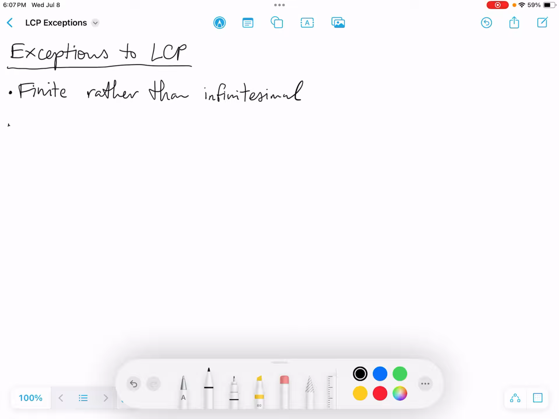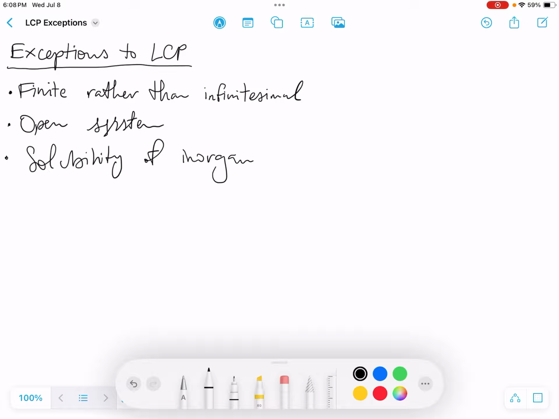Another way this principle can fail is when we have an open system. Sorry, that's really bad handwriting. Another way this principle can fail is when we're measuring the solubility of an inorganic salt with respect to temperature.